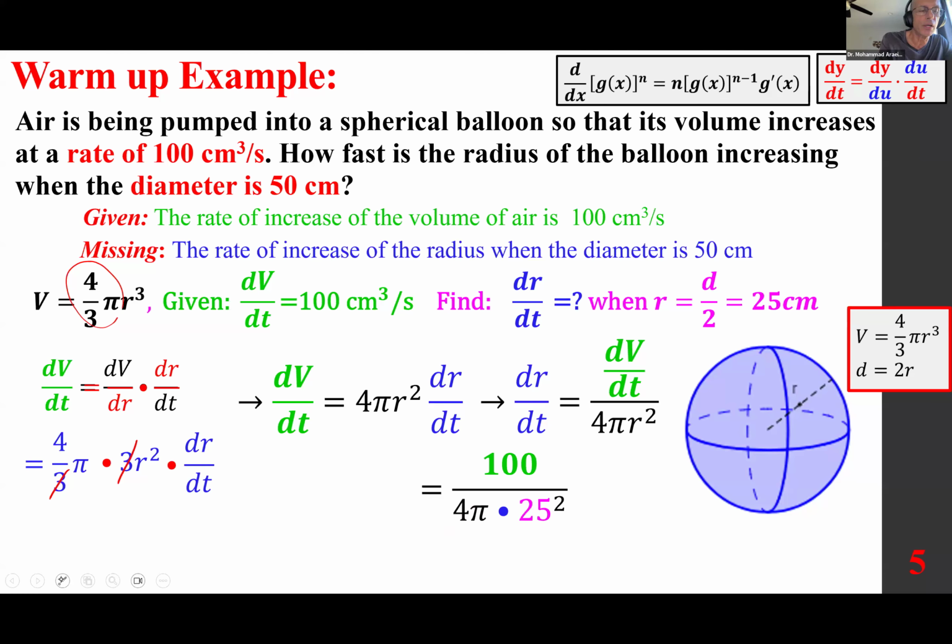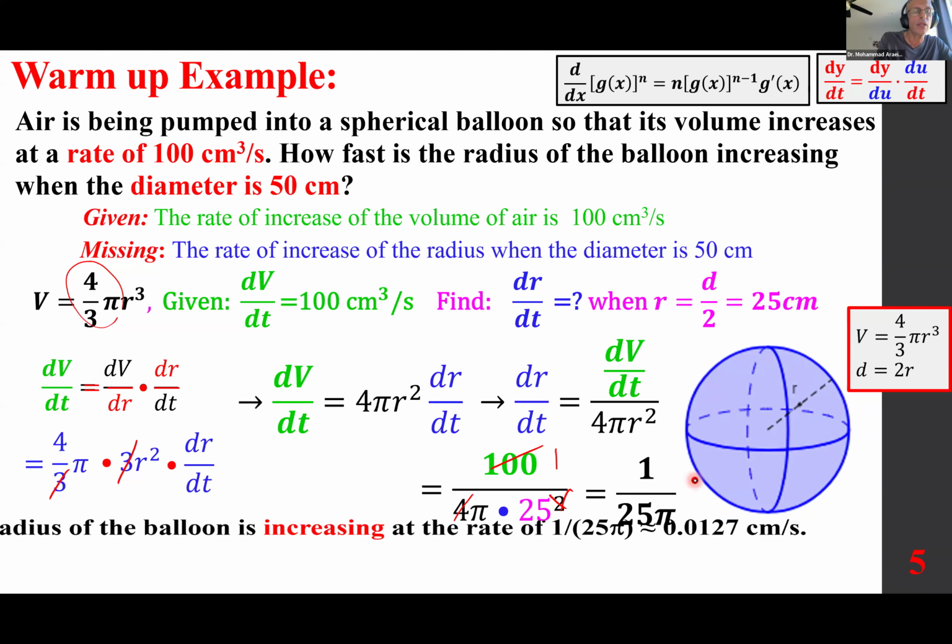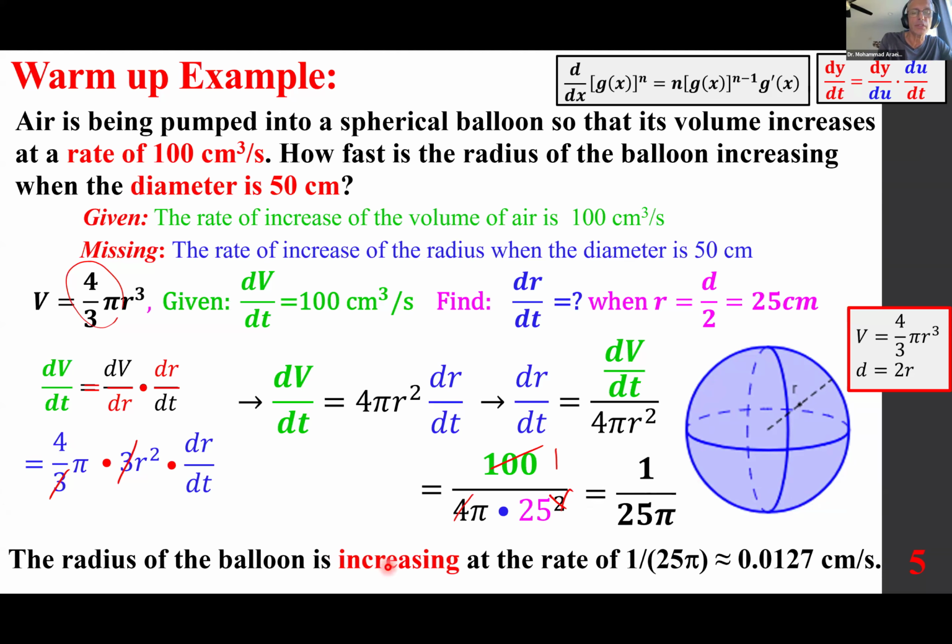Everybody knows 4 times 25 is 100. Therefore, I can cross this and cross this and cross the exponent. And I get precisely 1/25 pi. In calculus, make sure you always write the exact answer. If they want you to answer it with decimals, then pay attention to how many. You would write: the radius of the balloon is increasing. Why increasing? Because this is positive. At what rate? 1/25 pi, roughly 0.0127 centimeters per second, units of the radius over units of time.